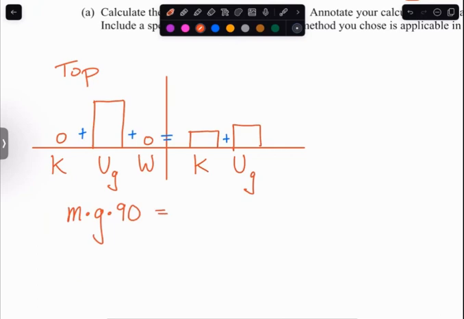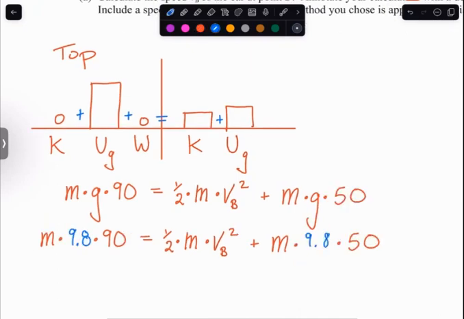And that's going to be equal to 1/2 times the mass times the velocity at point B squared, plus mass times G times the height. Okay, and then I'm going to divide both sides by M.